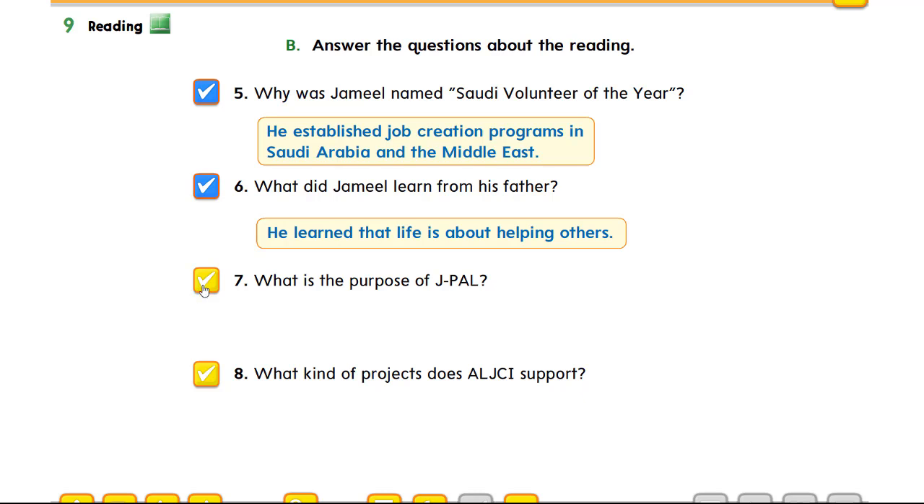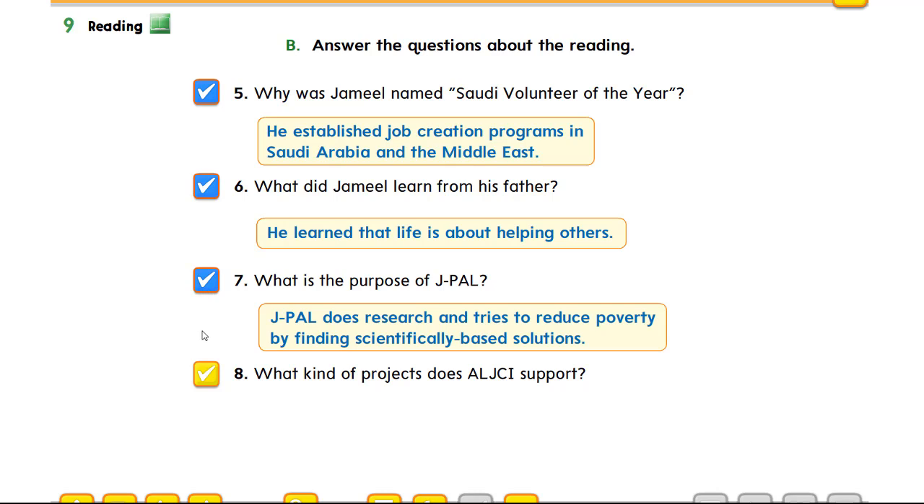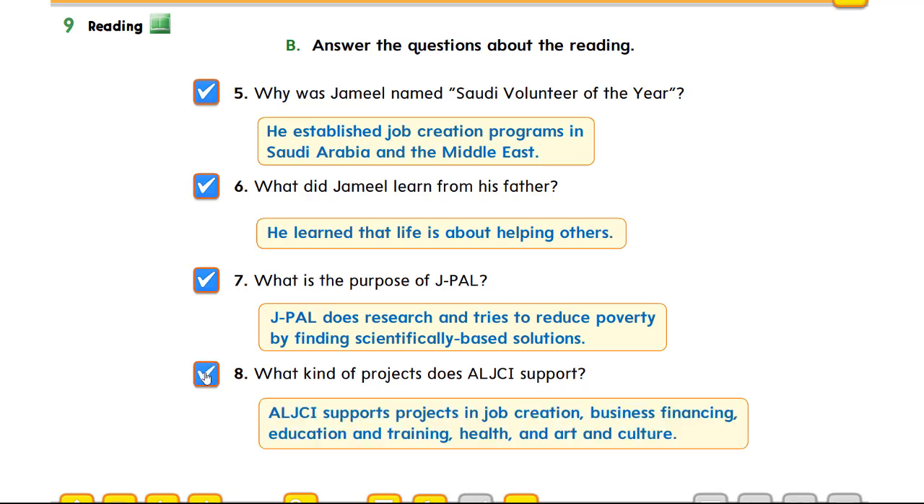7. What is the purpose of J-PAL? J-PAL does research and tries to reduce poverty by finding scientifically based solutions. 8. What kind of projects does the ALJCI support? ALJCI supports projects in job creation, business financing, education and training, health and art and culture.